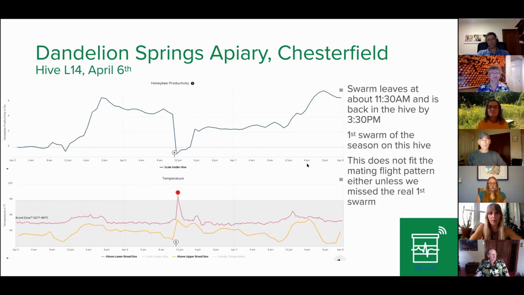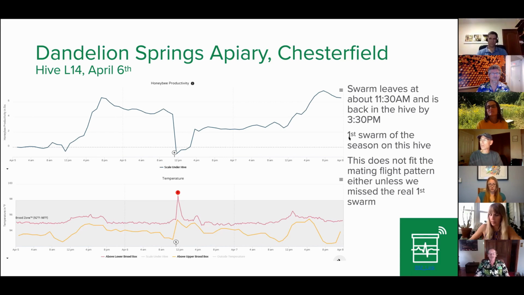There is another one on April 6th. Again, the temperature peak, weight drop, and the weight comes back. The swarm leaves at 11:30 a.m., is back in the hive by 3:30. But again, it was the first swarm of the season, so it may not have been a mating flight, but something else.